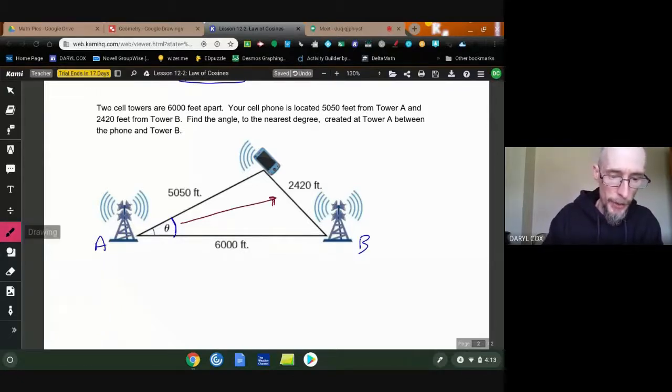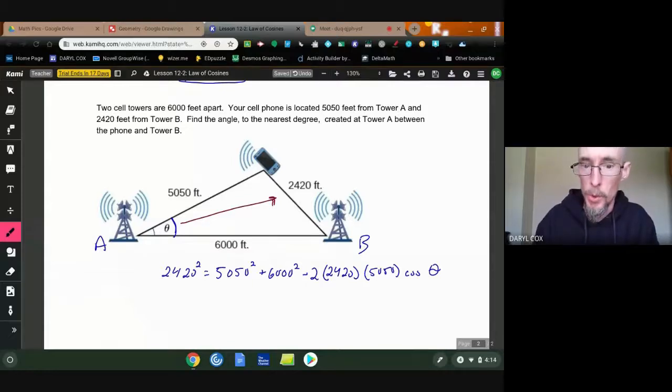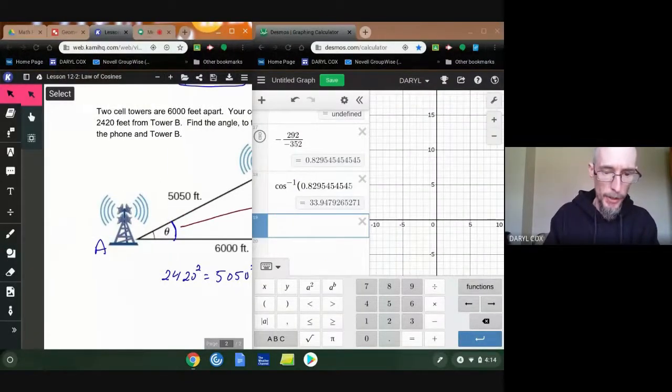So I'm going to write out my formula now. So 2,420 equals, these are some big numbers. Good thing we got calculators. Squared. Don't forget the squareds. The other parts of these, like I said, just like Pythagorean theorem, minus 2 times 2,420 times 50/50 cosine of the unknown. Okay, big numbers. So I'm going to go off to the side, minimize that, and we're going to get some numbers on my problem here.